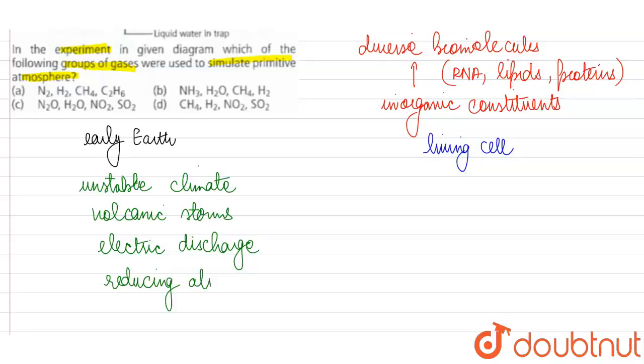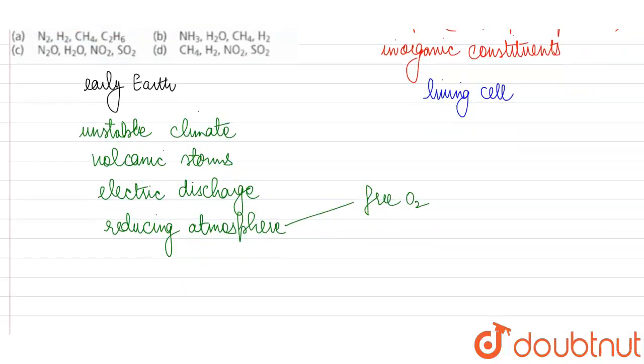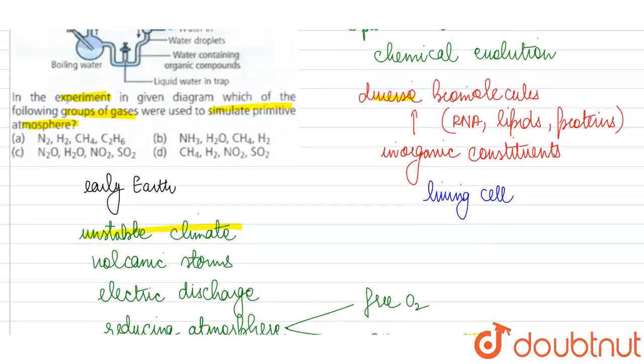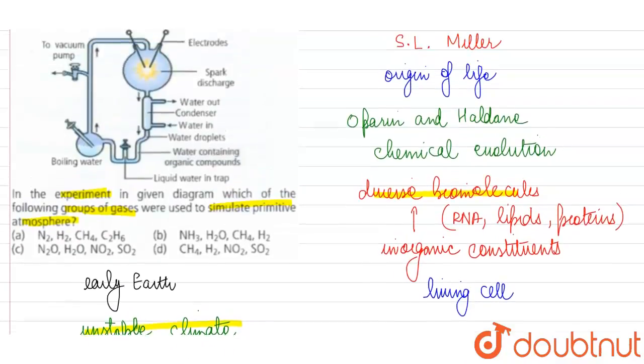We had a reducing atmosphere, which means that there was no free oxygen. We didn't have any oxygen in the form of O2. Mainly we had gases such as methane, then ammonia, and also water vapor and hydrogen. So, according to Oparin and Haldane, under these unstable climatic conditions, from these constituents of the reducing atmosphere, the diverse biomolecules must have been formed that led to the origin of life.